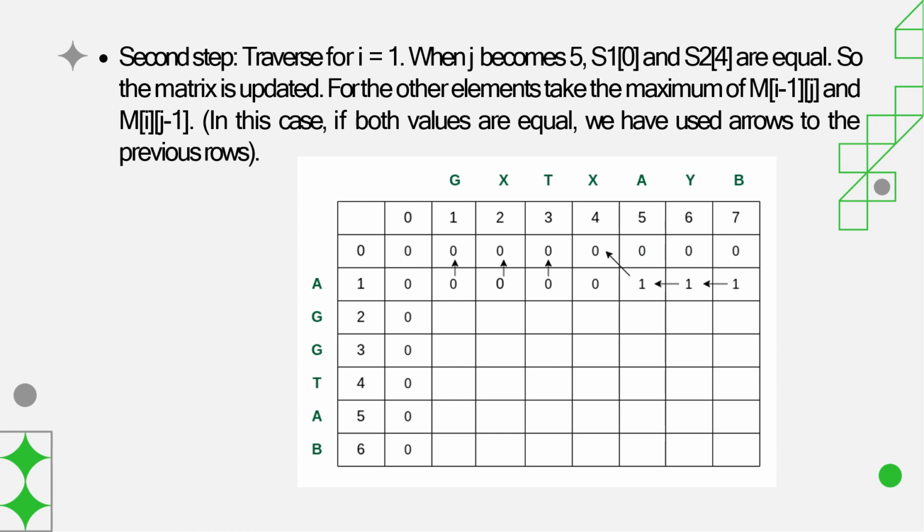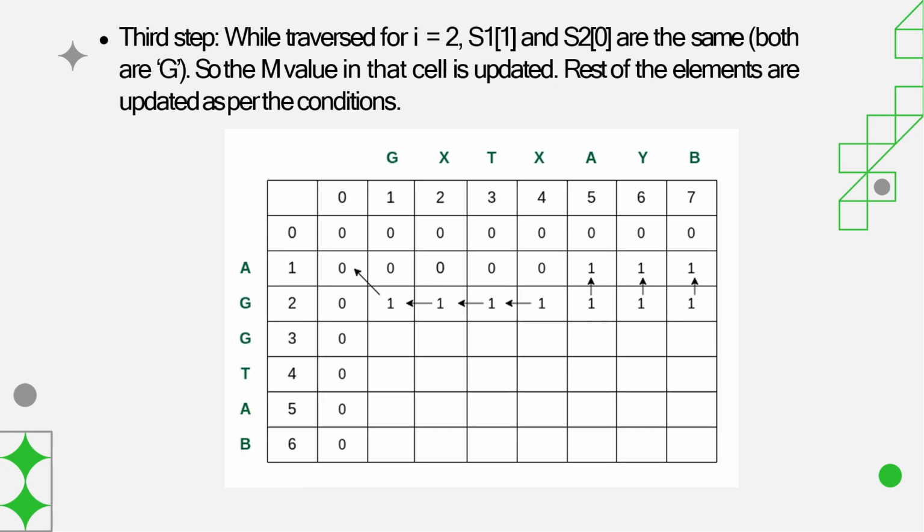And for A to Y, it is not matched, but why did it become 1? That is the question. As we said before, the base case is if it doesn't match, it will take the maximum number from the row or column. We see that 1 is the maximum number compared to 0. So we took 1. And A, B is not matched, but we took the maximum number from the row. We completed the first row.